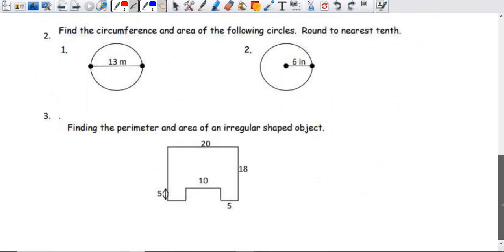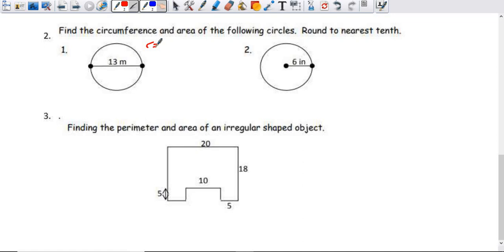Moving on to our circle formulas here. It says find the circumference and area of the following circles. It says to round to the nearest tenth, but I'm also going to talk about what it says in terms of pi here. Let's start with circumference of number 1.